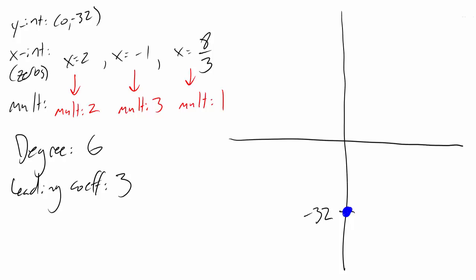So now we're going to go to our x-intercepts. We had one here at negative 1, and we had one at positive 2. The other was at 8/3, which will be just before positive 3. So we're going to call that our 8/3 here. All right, we're going to mark each one of these x-intercepts.